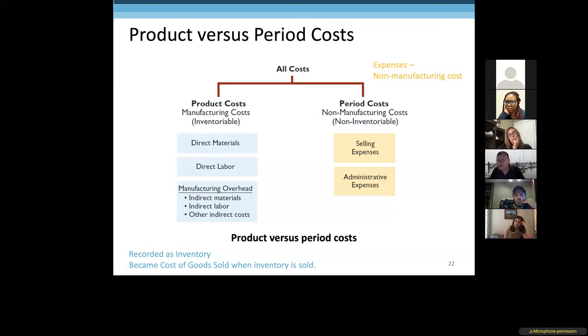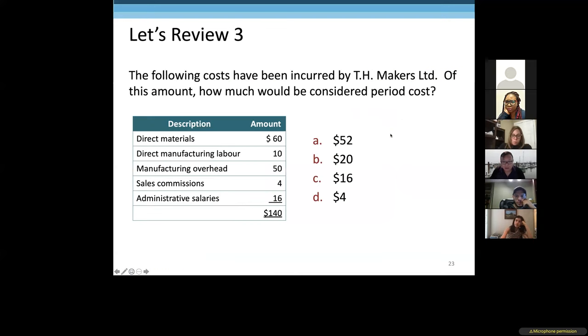How are we doing? We still have 5 minutes, right? Okay, so let's take a look at this one. The following costs have been incurred by the company. How much would be considered as period cost? Direct material 60, direct manufacturing labor, manufacturing overhead, sales commission, and administrative salary. So $20. Anyone disagree? No? Okay, good. Yeah, sales commission and administrative salaries, right? These two are the period costs because the other three are all product cost. So 20 is correct.